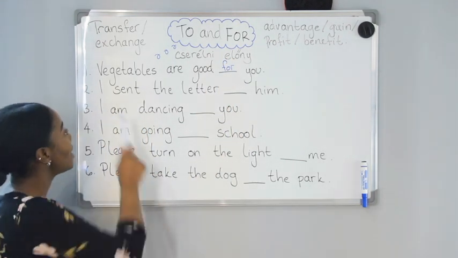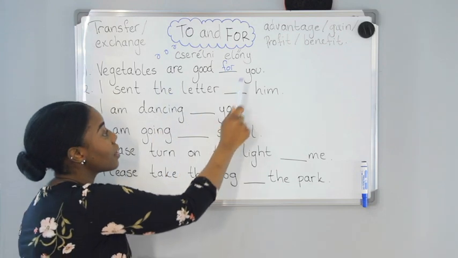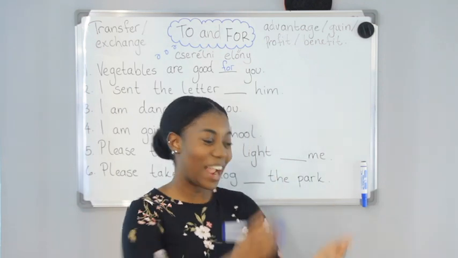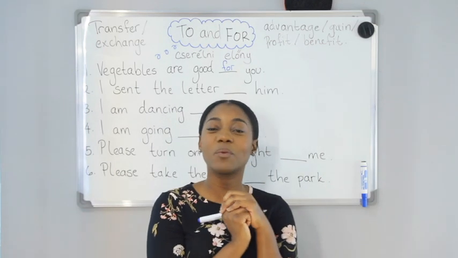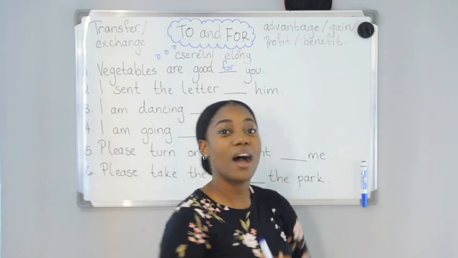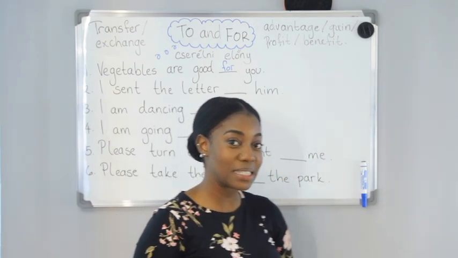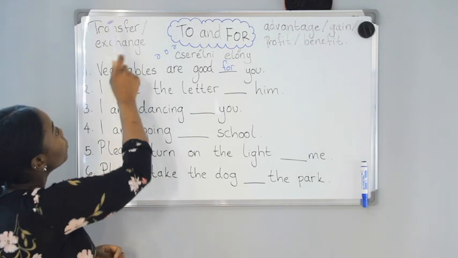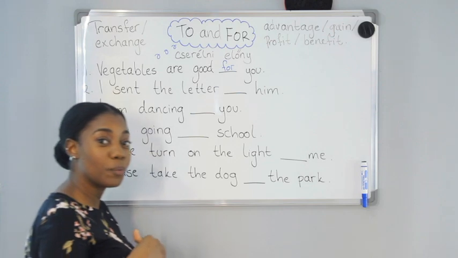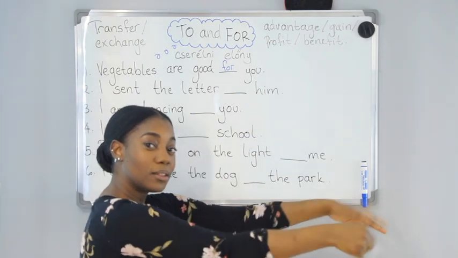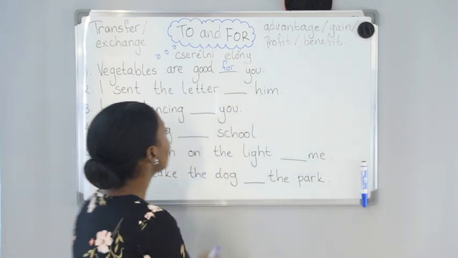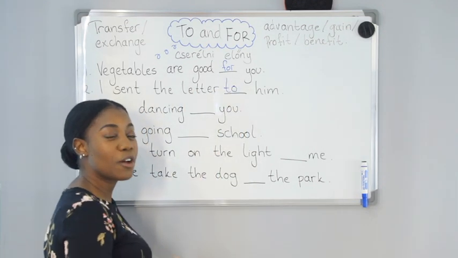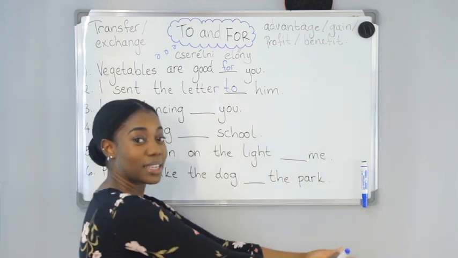Second sentence: I sent the letter ___ him. Who is him? Let's say it's my uncle. I wrote a letter and I decided I want to send it to my uncle. The uncle has to receive the letter. Therefore, we're going to transfer the letter from home to the post, to his place. I sent the letter to him. The letter has moved from location A to a second location.